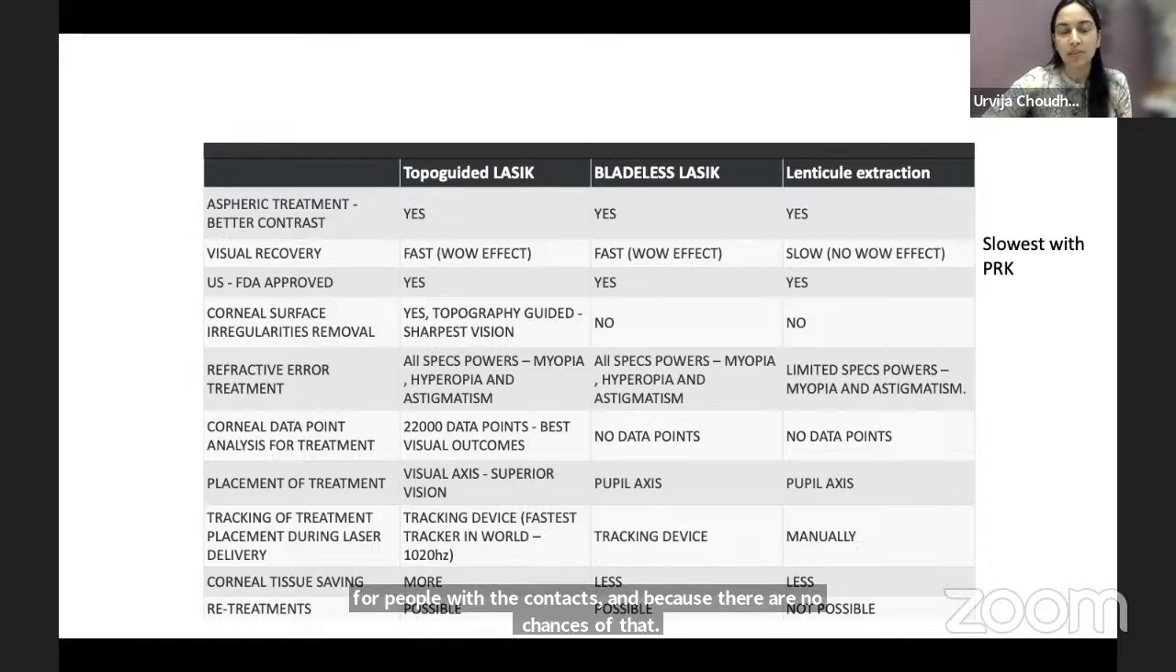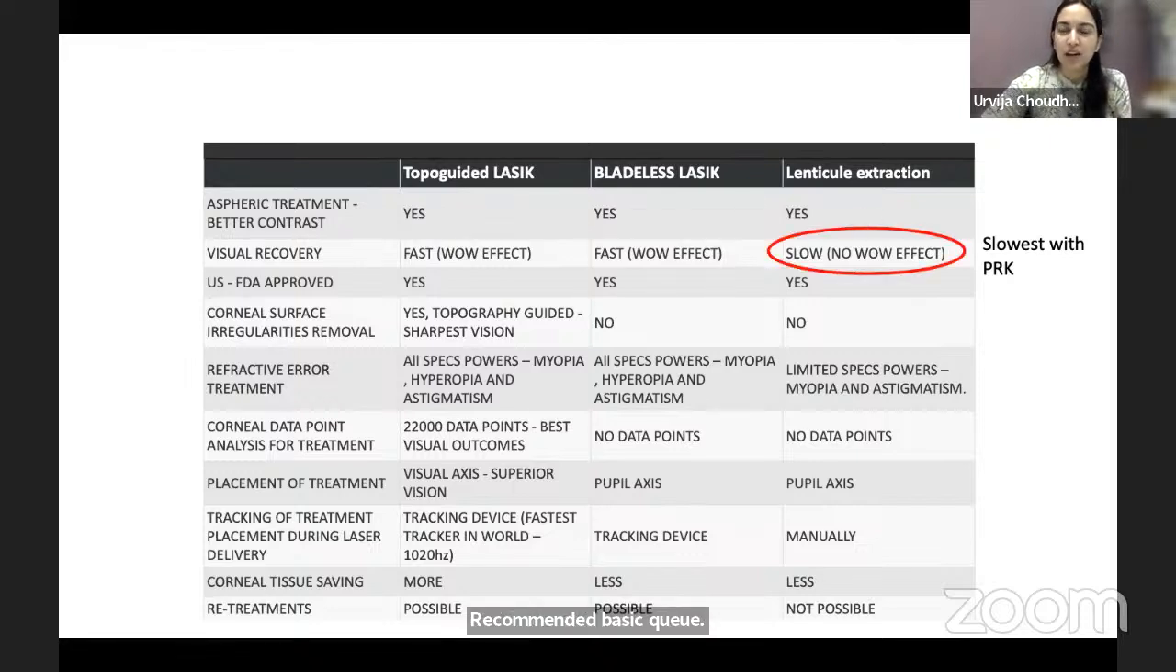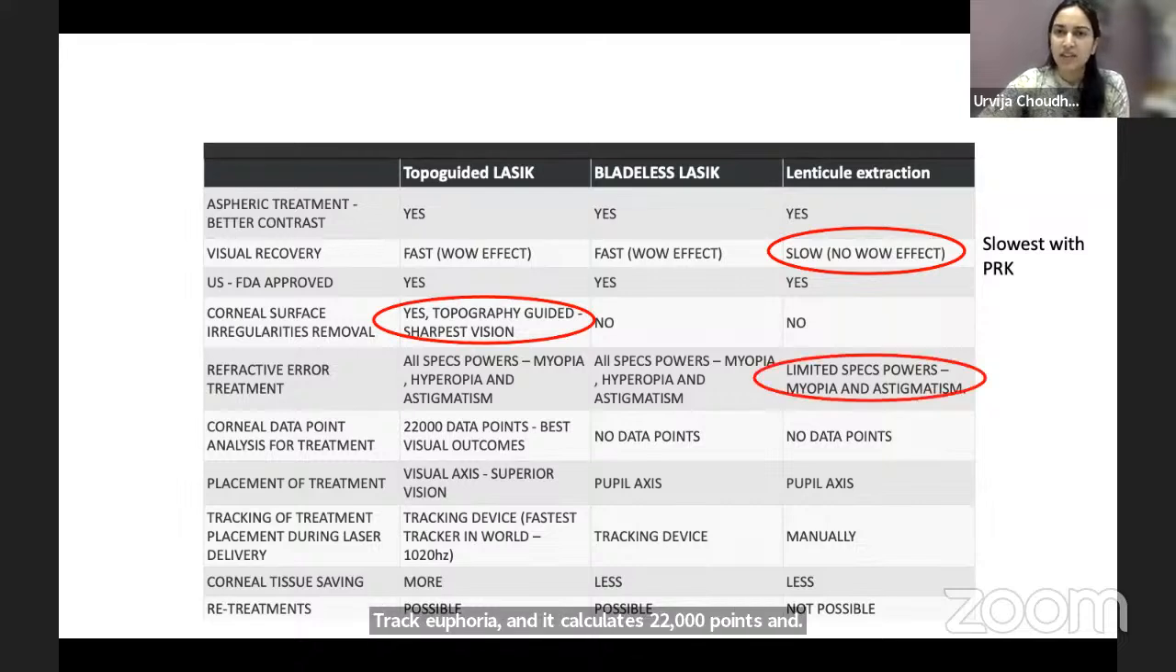It's a small comparison of all the topography guided, basic and lenticule procedures. Visual recovery is definitely a little slow in lenticule-based procedures as compared to LASIK. It's slowest with PRK although. But topography guided gives you the best and the sharpest vision because it tracks your cornea and it calculates 22,000 points and it gives you a better correction. With the lenticule procedures, hypermetropia still cannot be performed.